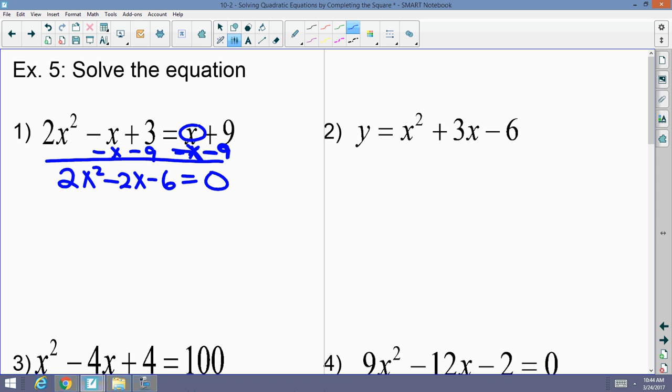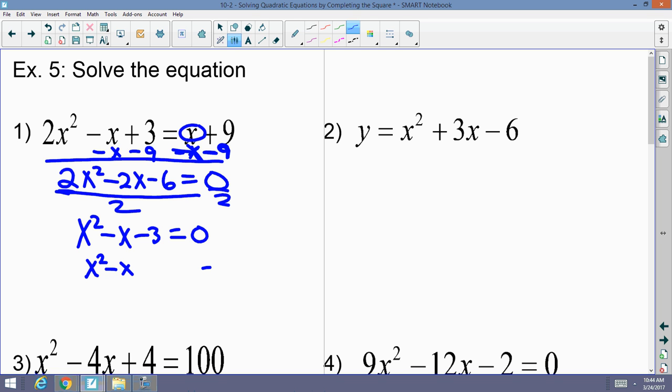Now, what's my a here? What's my a? 2. So let's divide everything by 2. So I got x squared minus x minus 3 equals 0. This is not factorable. So I am going to complete the square. First things first, get my x squared and my x alone. So my x squared, my x alone, and I add over the 3. Is everyone there? Does everyone see what I did? Now would be the time to ask me, brothers, right now.